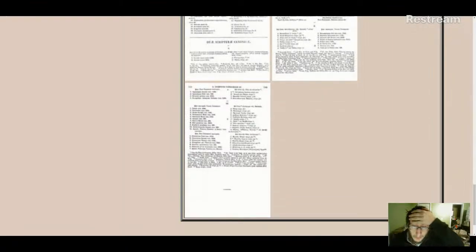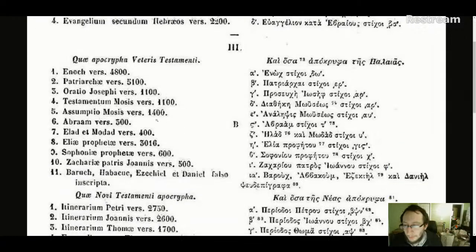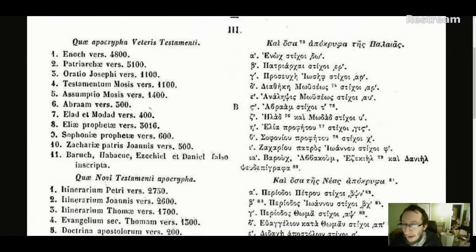Oh, those are standard books. One second here. Okay, here we are. So we have 4,800 for Enoch, 5,100 for the patriarchs, 1,100 for the prayer of Joseph. It's not 300 for some reason. I don't know why they said 300, but it says 1,100. So it was a long book. It was not a short book. So it's 1,100 lines.